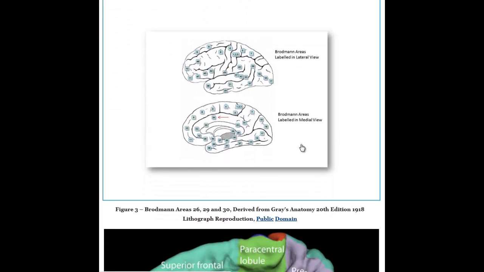Okay, moving on to another diagram. This time, this is a replication from a 1918 edition of Gray's Anatomy. Here again, we see 26, 29 and 30 towards the back of the corpus callosum. And what happens is that Brodmann describes these as semicircular areas, each encapsulating the previous one.